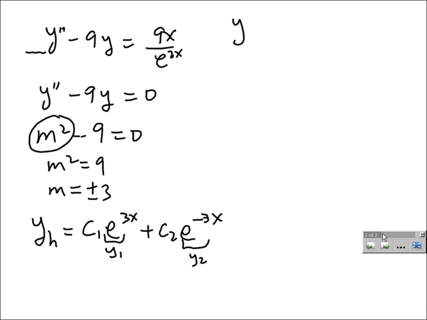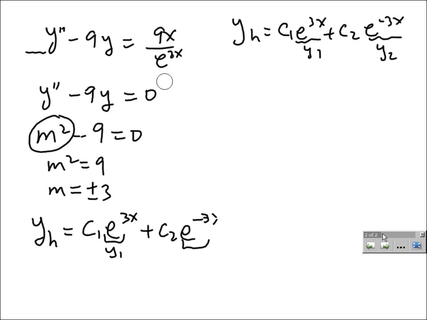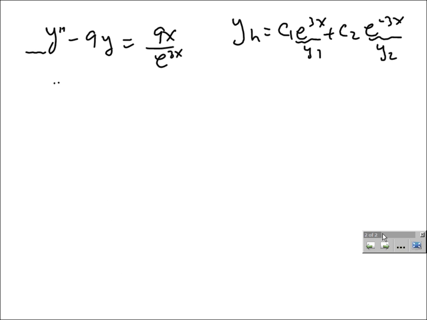So not only did we find the homogeneous equation, but we learned what y1 and y2 are. Okay. And I just like to write this down. yp is u1 y1 plus u2 y2. I have y1 and y2, I just need to find u1 and u2.